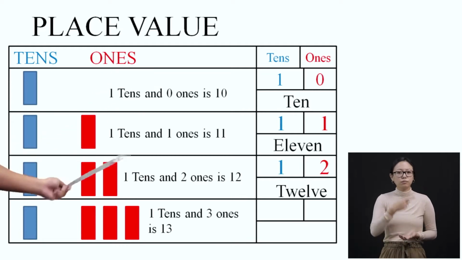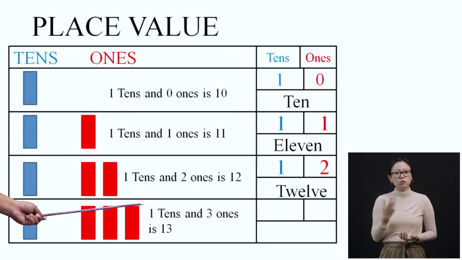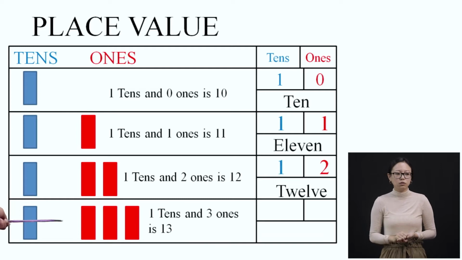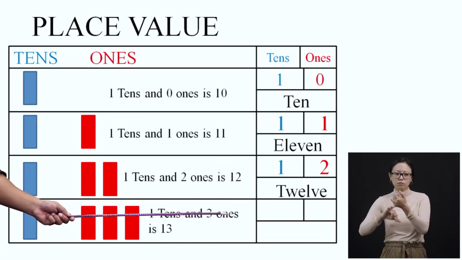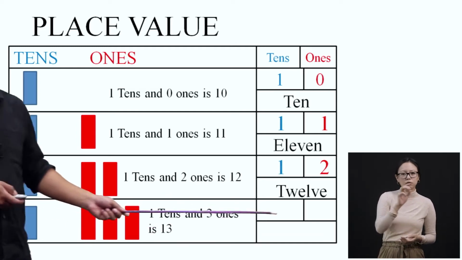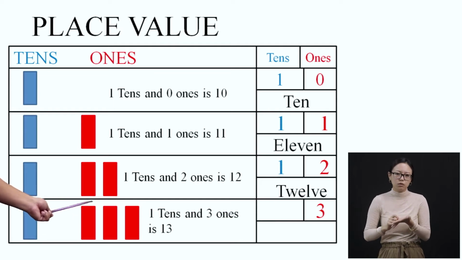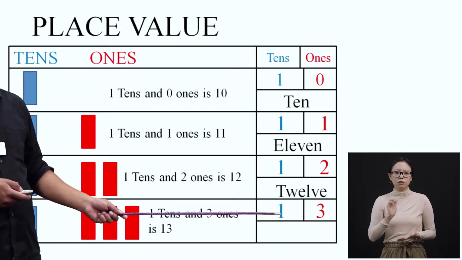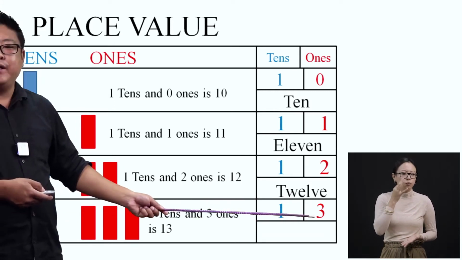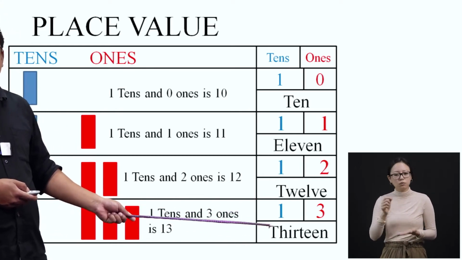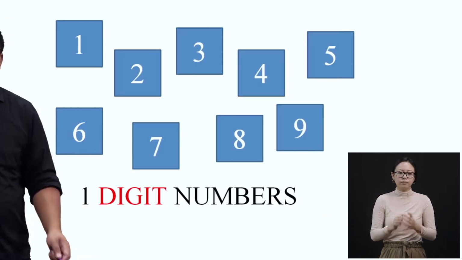All right? Similarly, for the last row, in tens place, we have one blue strip. And in ones place, we have one, two, three red strips. So these three red strips denote 3 ones. So we will read this number as 1 tens and 3 ones, which is equal to 13. All right. So if we look at the last row, in ones place, we will put 3 because there are 3 red strips. In tens place, we will put 1 because there's only one blue strip. So when we combine 1 and 3, we get 13. THIRTEEN, 13. All right? So this is about place value.